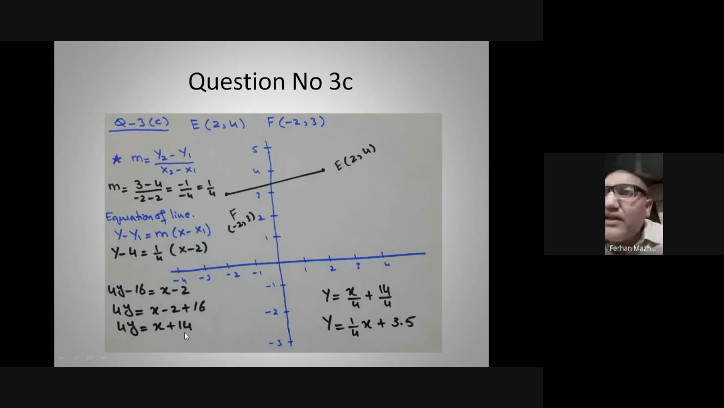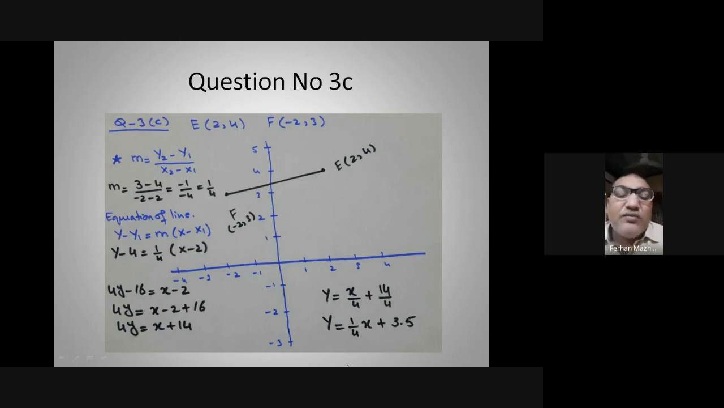You can leave it here or you can make this y alone. So if you want to make the y alone, you can take this 4 to the other side. This 4, when it goes to the other side, will be in the denominator under both these numbers. So you will have y equals to x by 4 plus 14 by 4. So this is 1 by 4x plus, this 14 by 4 is 3.5. So this is the standard equation.